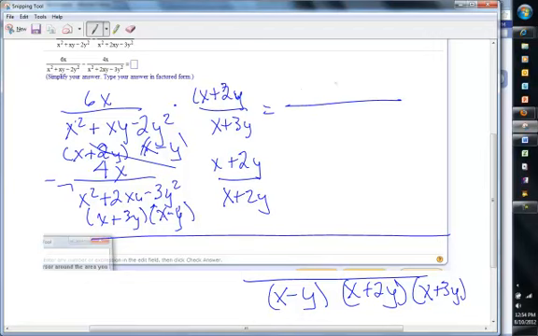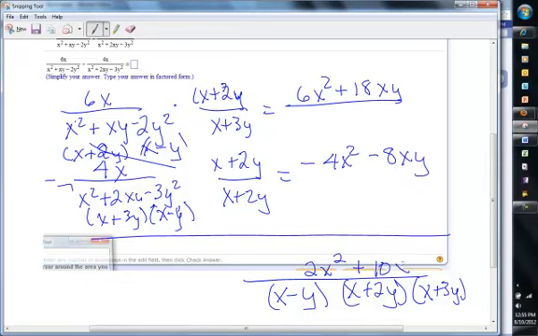And our numerator here becomes 6x squared plus 18xy. Our numerator here becomes negative 4x squared minus 8xy. And so when we add those two together, we get 2x squared plus 10xy. We have to factor this to get the computer to mark it correct. So it's 2x, we can take out of both of them, and we're left with x plus 5y.